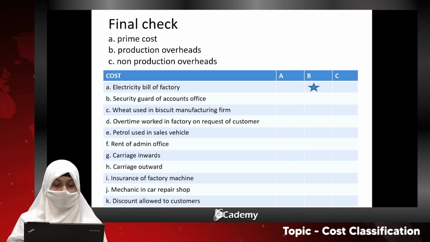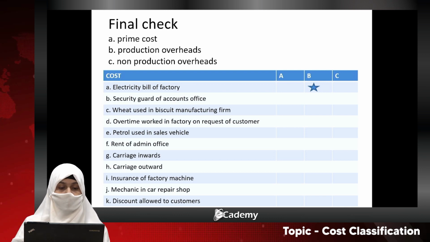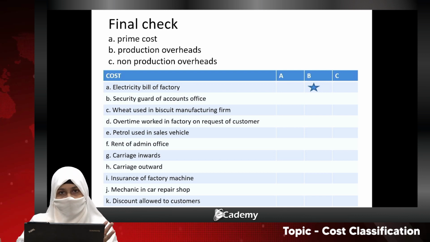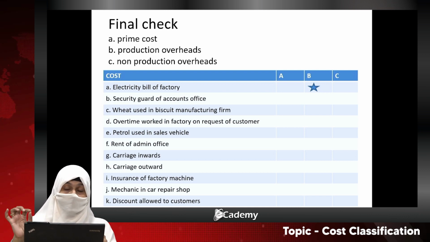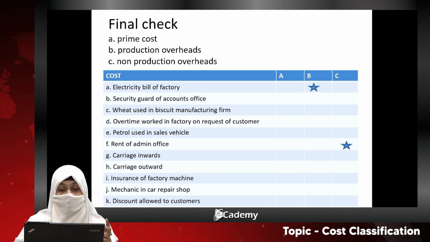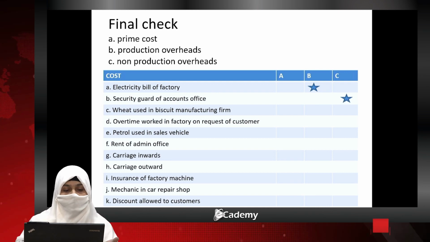Number B, security guard of accounts office. A security guard is obviously labor. Now I'm thinking whether it's direct labor or indirect labor. It's not direct labor because they are not involved in the manufacturing of a product. So he's not a direct worker. So it's still an overhead. Now the question arises whether it's a production overhead or non-production overhead, because here it's clearly mentioned that it's a security guard of the accounts office, it's a non-production overhead, right students?